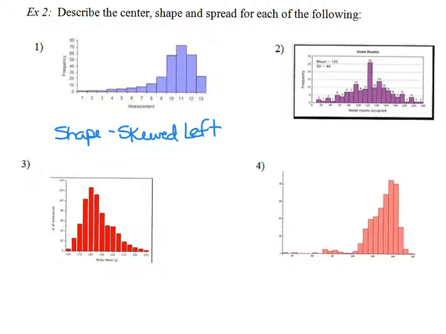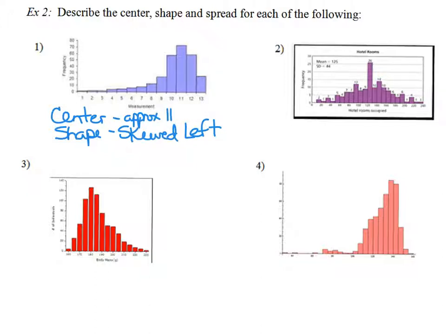Now, when I'm looking for the center, I want to take a look at the data and say where is approximately half the data above and half the data below. And if I look carefully, the center is going to be somewhere around here between the 10 and the 11. So I'm going to say it's approximately 11.